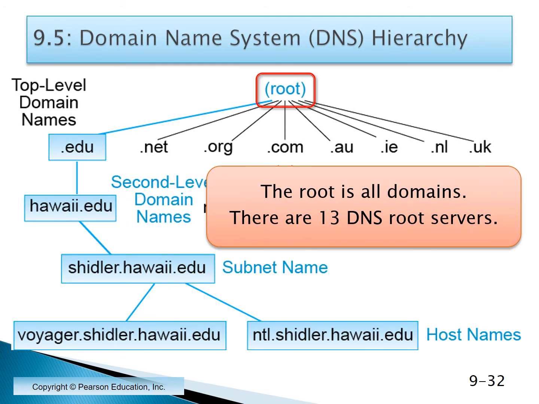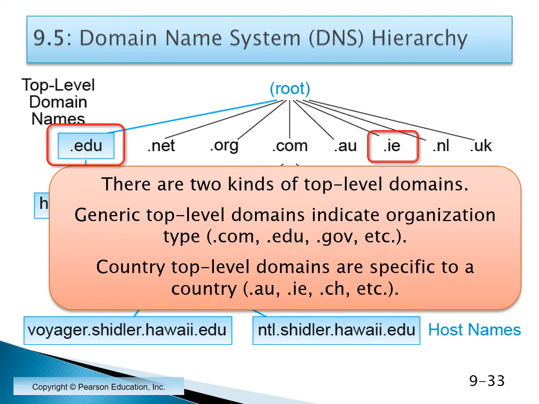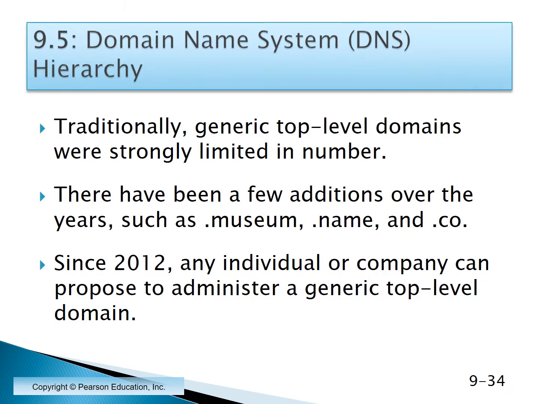So the root is all domains. There are 13 DNS root servers. And there are two kinds of top-level domains: generic top-level domains indicate organization type, like .com, commercial, .edu, education, .gov, and so on. And country level, as we have mentioned, are specific to countries or regions. Traditionally, generic top-level domains were strongly limited in number. There have been a few additions over the years, like .museum, .name, .codes.